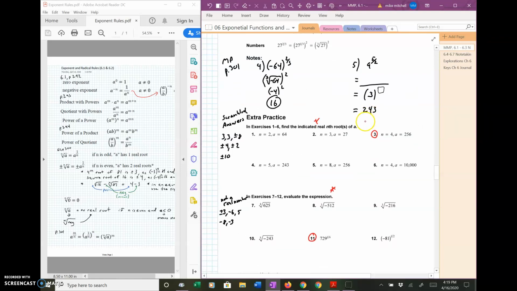So that's what we're going to use right here. I haven't been doing enough of this. Find the indicated nth root of a. That's using some of these rules down at the bottom here.